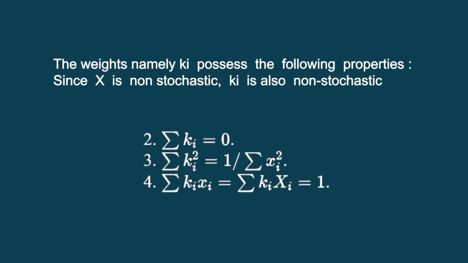So for any weight, the sum of the weights will be 0, that is, over the sample the observations must end up in 0, which also follows the zero mean assumption of the error term. Also, summation of ki square will be dependent upon the xi, that makes the validity of this weight. And finally, when we take summation ki xi multiplied, it should be equal to 1, because that is how the sum of weights is equal to unity.